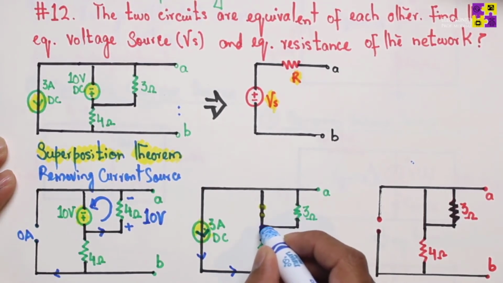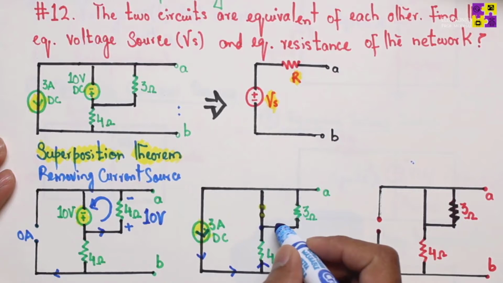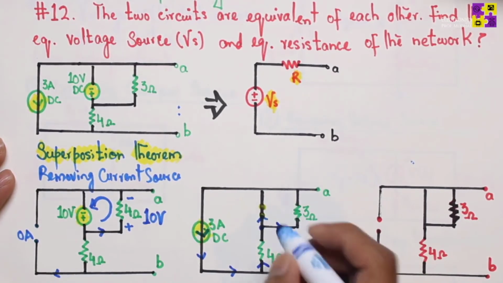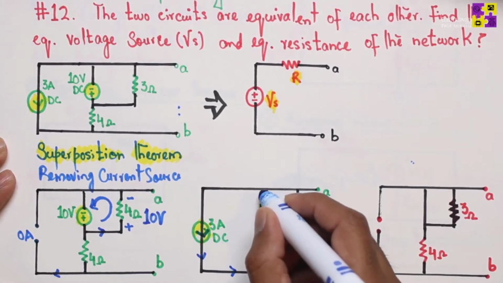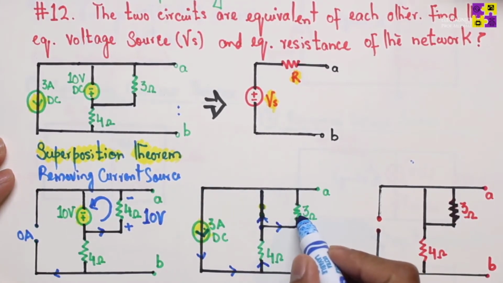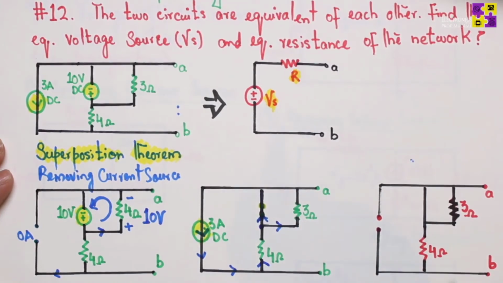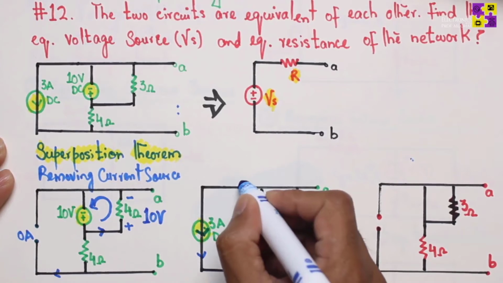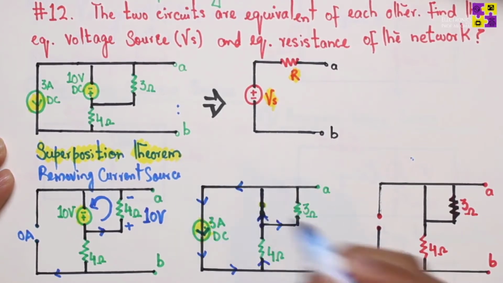Once the current gets over here, it has two options. It could go here or it could go here. Well, the current will take this route because this is a short circuit. Current will not take this route because there's a resistance. Current always prefers the path of least resistance. So it will just go here and then return back to the circuit.